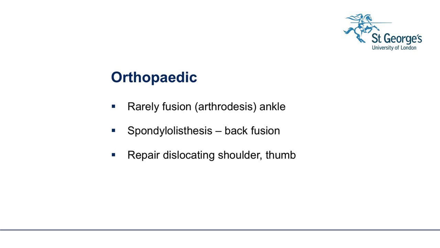Other orthopedic concerns are very loose joints, especially in the ankle and foot, which may require fusion of the ankle. Slip disc can also occur more easily than in a normal person and may need back fusion. Often the shoulder or thumb tends to dislocate and must be repaired.